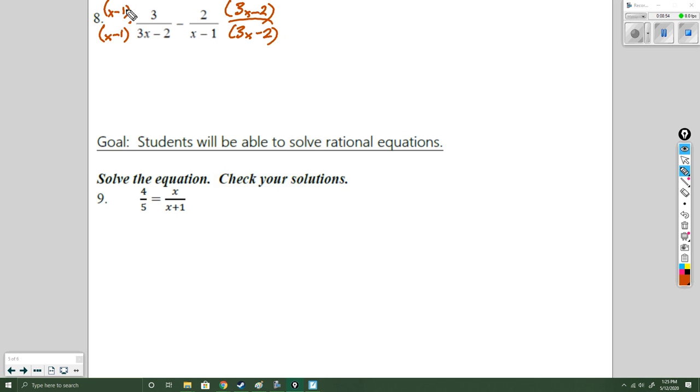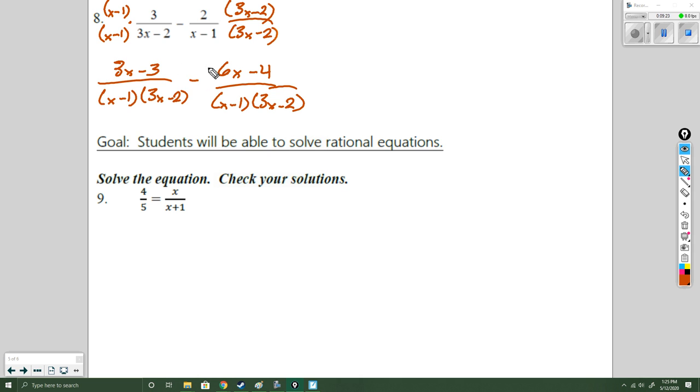And as we multiply, I'm going to distribute, so 3x minus 3 on the quantity x minus 1 times the quantity 3x minus 2. And then in the second fraction, we'd have 6x minus 4 on, once again, the same denominator, because we already got like denominators now.